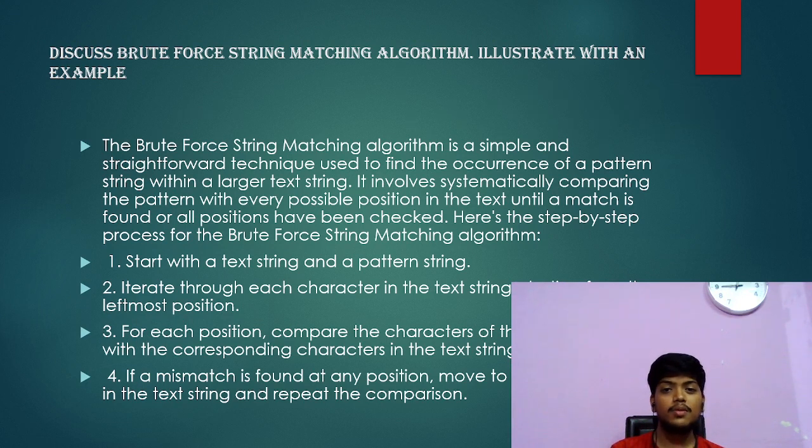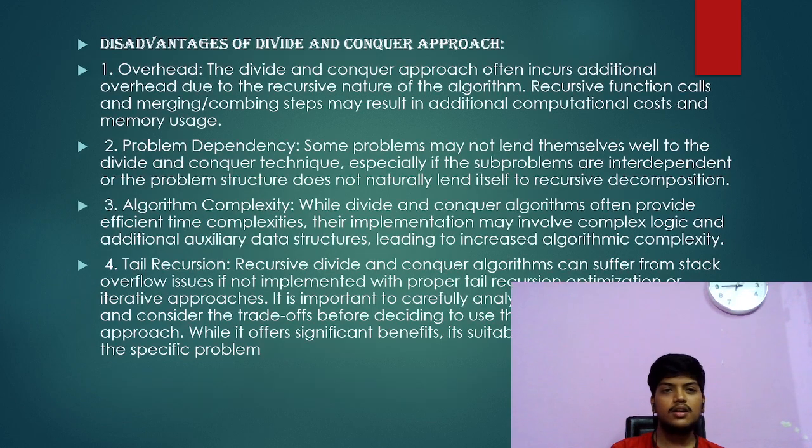The brute force string matching algorithm is a simple, straightforward technique which is used to find the occurrence of a pattern string within a larger text string. Start with a text string and a pattern string. Iterate through each character in the text string starting from the leftmost position. For each position, compare the characters of the pattern string with the corresponding characters in the text string. If a mismatch is found at any position, move to the next position in the string and repeat the comparisons.